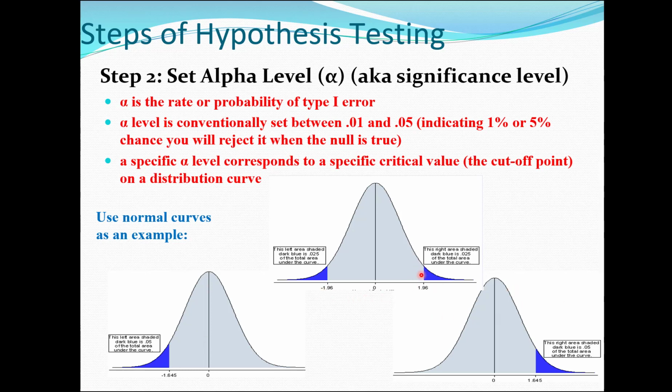We also call this shaded blue area our alpha area. We also call it the rejection region. And I will talk about why we also call this shaded area the rejection region later.